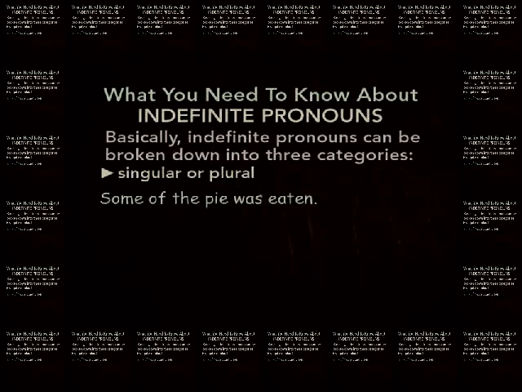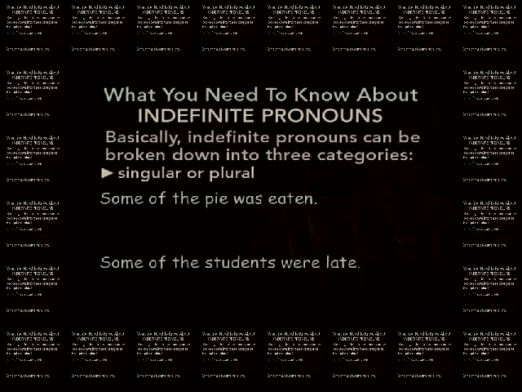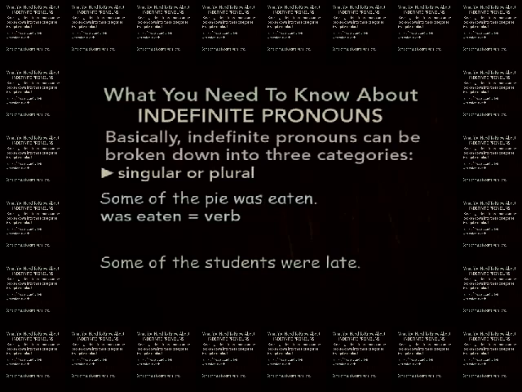Some of the pie was eaten. Some of the students were late. Now, in both of these sentences, an indefinite pronoun is the subject of the verb. Look at the first sentence. Some of the pie was eaten. The verb here is was eaten. That's a verb phrase that begins with the helping verb was.